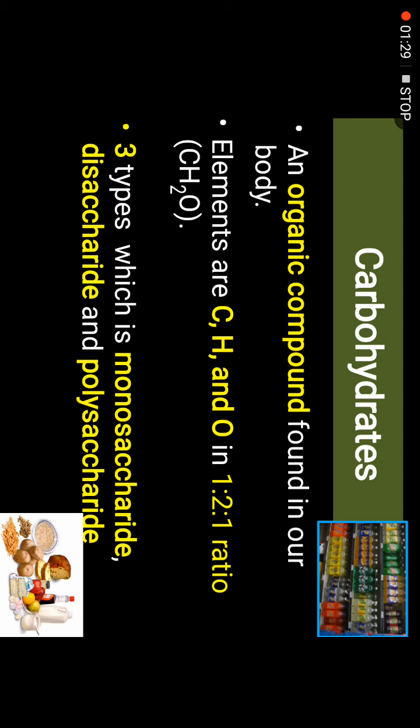For every type, for example, monosaccharide you have three types, disaccharide you have three also, and polysaccharide you have a few, and then how each is formed. If you have read up, that's good. If you haven't, let's see.